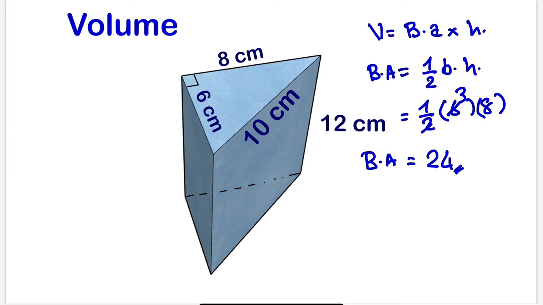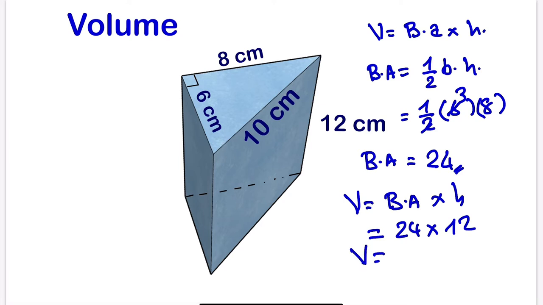So now we have the base area, so it's easier for us to calculate the volume. The volume will be equal to base area times height, which is 24 times the height, 12. If we multiply these two together, we are going to have 288 centimeters squared. One important point I want you to remember is that when you're calculating the volume, you only consider one base, not both of them, just one.